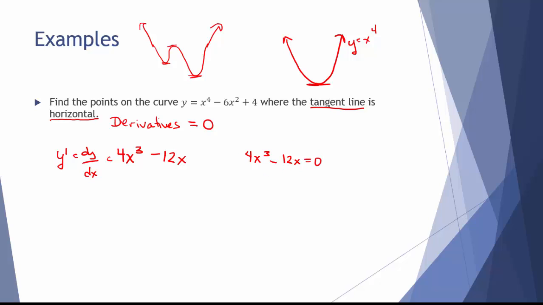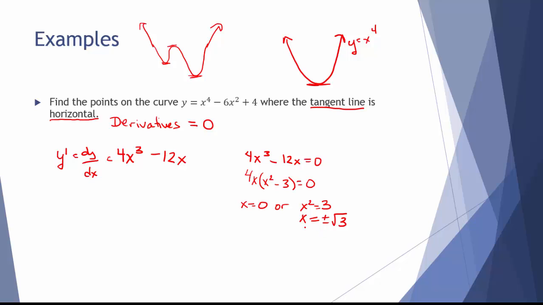It's a polynomial. So we need to factor out what's common to both of these. That's going to be 4x. You're left with x squared minus 3. So by zero product property, either 4x equals 0, in which case x equals 0, or x squared minus 3 equals 0, in which case x squared equals 3, which says that x is plus or minus the square root of 3. So we have a lot of good information here.